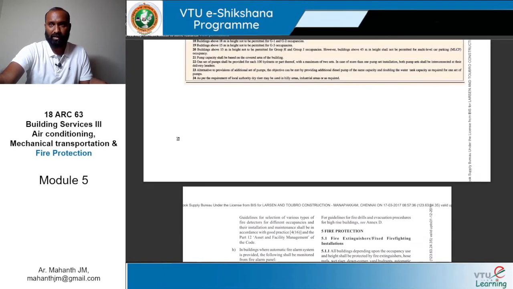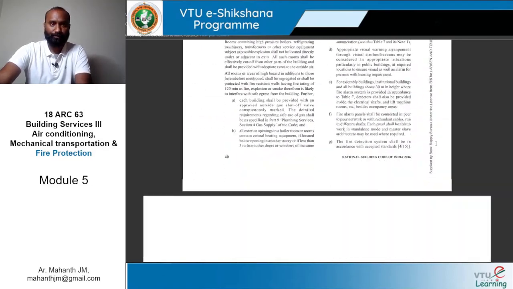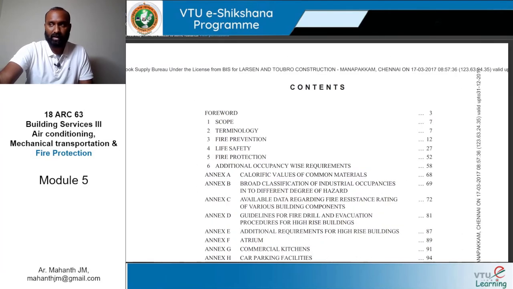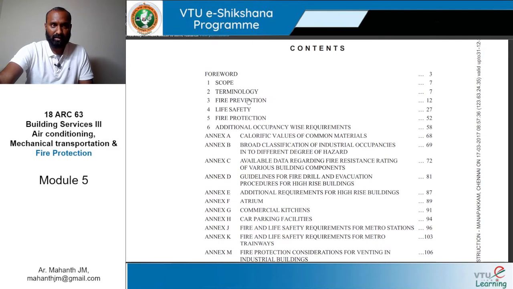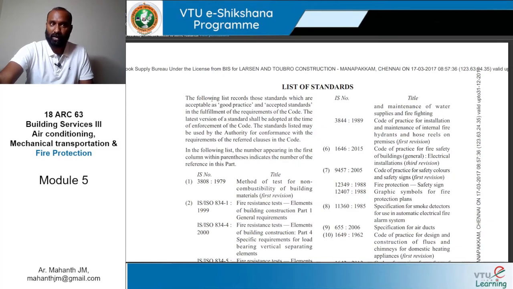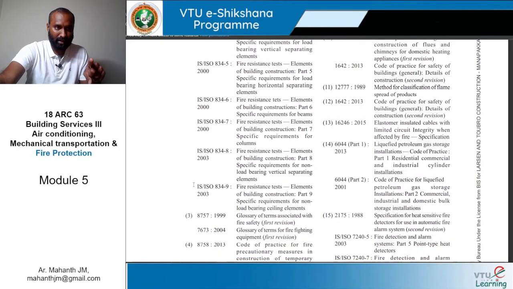I will take you to the beginning of this. Let's go to the contents. In the list of standards, under the fire module, part 4, there's something called list of standards at the bottom, right? I'm clicking on that. It says the following list records those standards which are acceptable as good practice and accepted standards in the fulfillment of the requirements of the code. The latest version shall be adopted from time to time. Remember, we are here. Why we came here is to find out what 417 is, right? We are already in part 4, so no need to worry about the 4, but we have to find what 17 is.